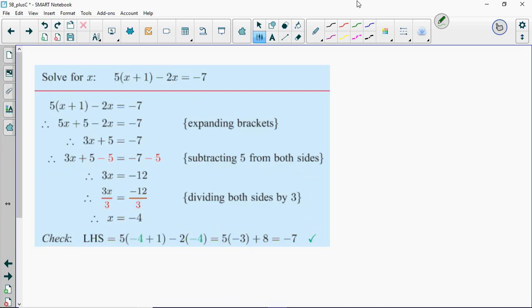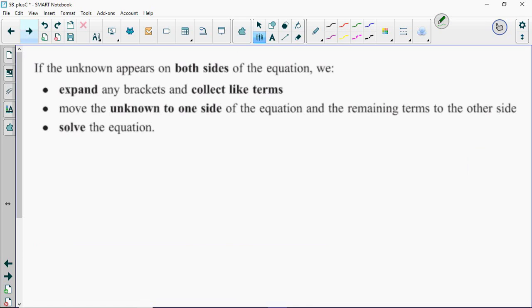This one is ever so slightly more complicated. We have 2 unknowns on the same side, but we're just going to follow the laws of algebra, combine like terms, and then eventually narrow it down to something easier. We can also have unknowns on both sides of the equation, so we're just going to expand the brackets, do the algebra, collect the like terms, move everything to one side of the equation, and then solve for x.